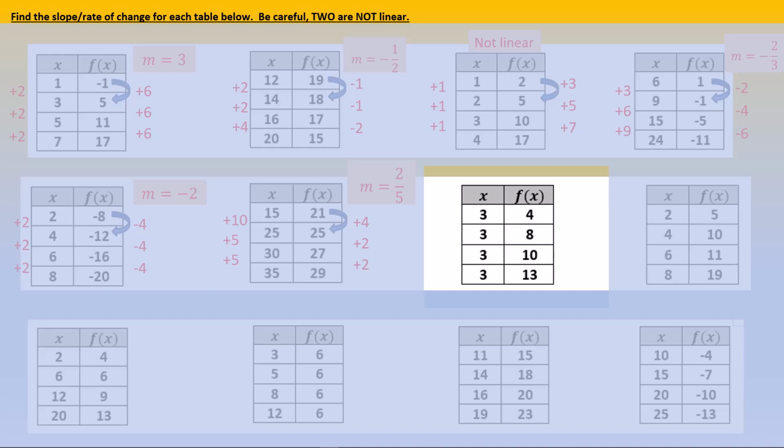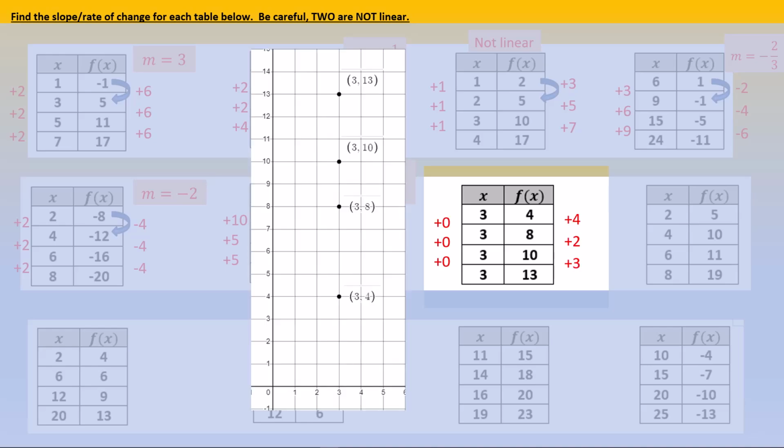In this one, the changes in x are +0 each time. The changes in y are +4, +2, and +3. We see the points on the graph, and it looks like a straight up and down line, a vertical line. And indeed, it is. And if you remember from an earlier lesson, this means the slope is undefined.